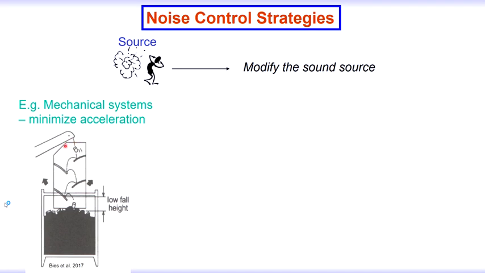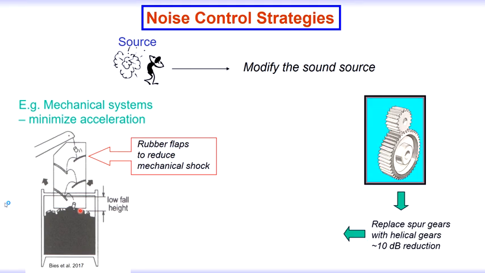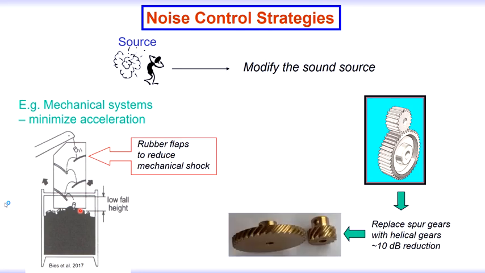So here's an example of cans being dumped into a hopper. They're coming up a conveyor and going down into the hopper here. And when they hit the hopper, the more kinetic energy they have, the more sound could potentially be generated. So if we put some flaps along the way to reduce the final fall height, we can reduce the noise being generated. So the rubber flaps reduce the mechanical shock. We can also look at something like spur gears, which might be generating sound. And if we replace the spur gears with helical gears, we can potentially reduce the sound that's being generated.